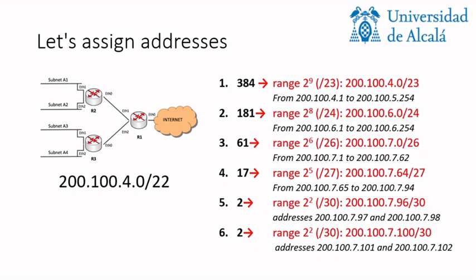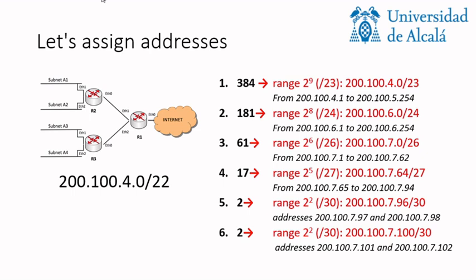In between, we will have addresses ranging from .4.1 to .5.254, which are all the addresses that can be assigned to the host in subnet A2, because remember, this bigger subnet was subnet A2. The next available address is then 200.100.6.0, from which we will assign the next set of addresses, in this case for subnet A3, which is the second biggest one, which needs 181 addresses.